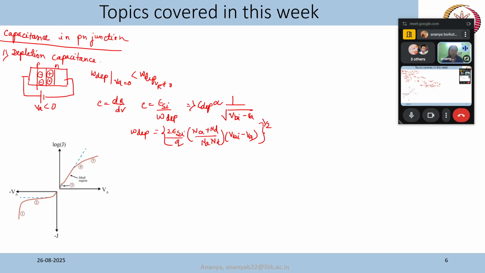Another type of capacitance is diffusion capacitance. It was not discussed in the class in detail, so I am also skipping it. Diffusion capacitance is significant in forward bias. In reverse bias, we are saying that depletion capacitance is important. We apply a negative voltage to the P side, which means we are applying a reverse bias. That changes the width of the depletion region, and that's how we are changing the capacitance.